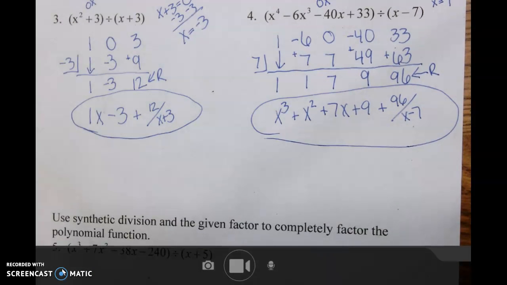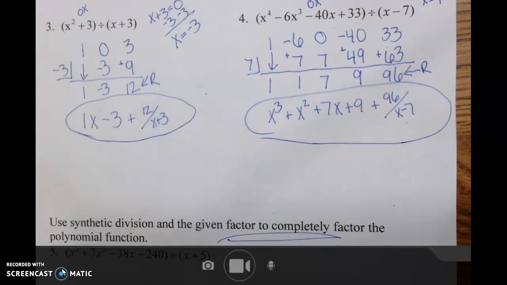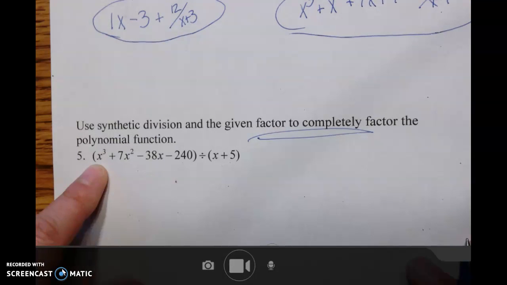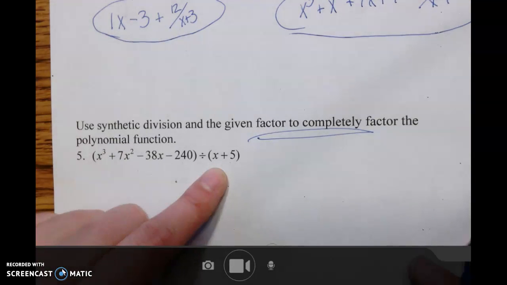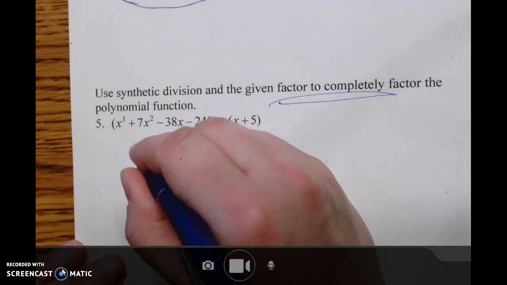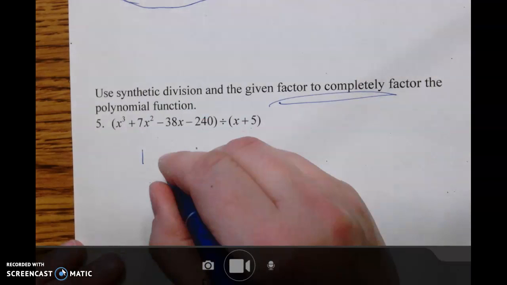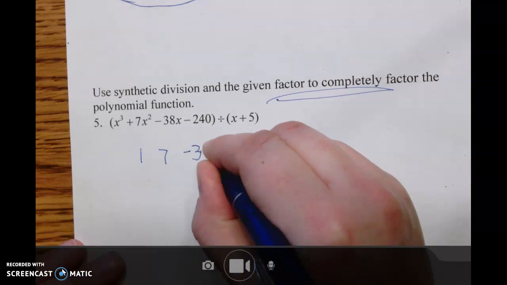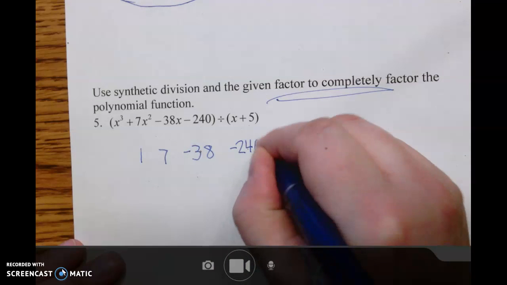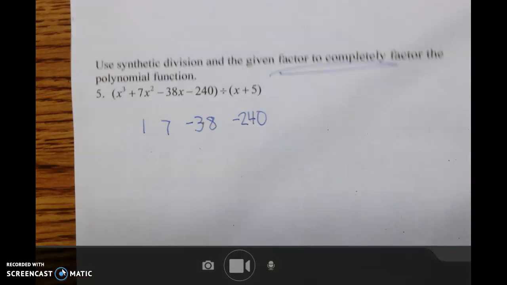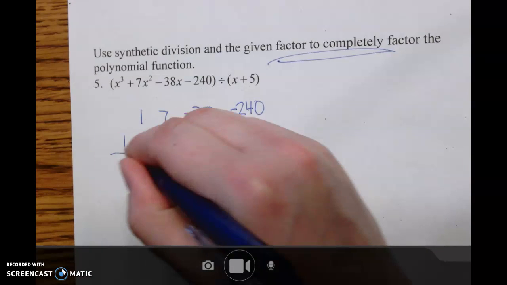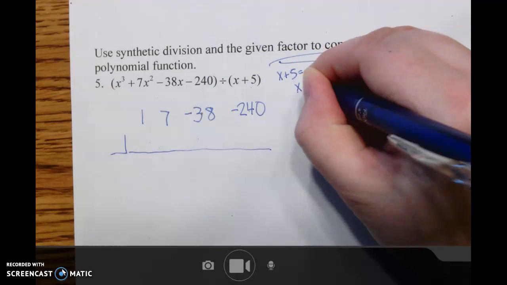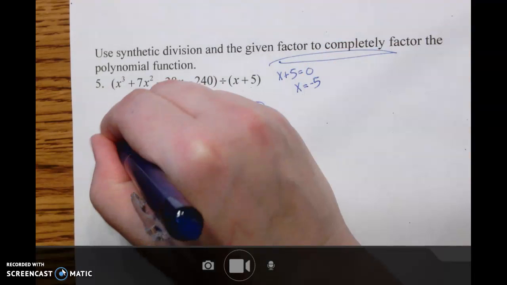The last part of your homework is to factor completely. So we're going to divide first. We have a third power, we have a cubic, and we're dividing by x plus 5. And so I'm going to start with synthetic division. I have 1x to the third, 7x squared, these are my coefficients, negative 38x, and negative 240. And I'm not missing any terms this time. Off to the side, we have x plus 5 is equal to 0, so x is a negative 5. Negative 5 goes in that box off to the left.